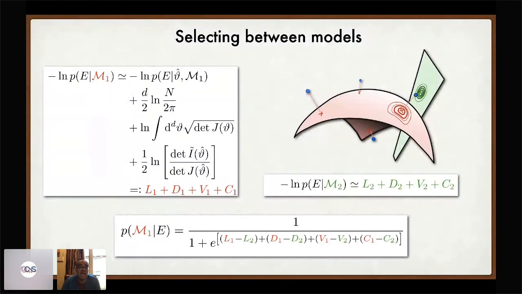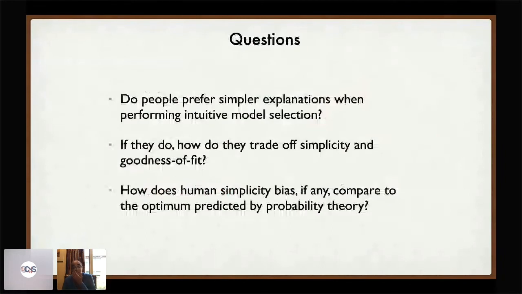The chance that the data was generated from M1 rather than M2, if you massage all the expressions together, will be given by something that looks like this: 1 over 1 plus e to the L1 minus L2, that's the log likelihood terms, D1 minus D2, that's the dimension penalty, and so on. So there's a criterion you can write down for how you should select between models. Okay, great. So that's the theory.